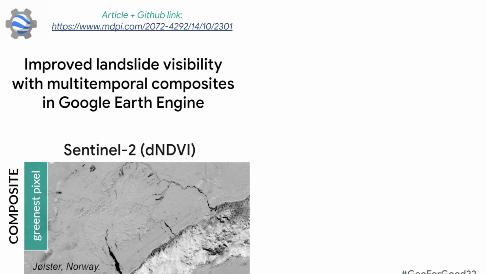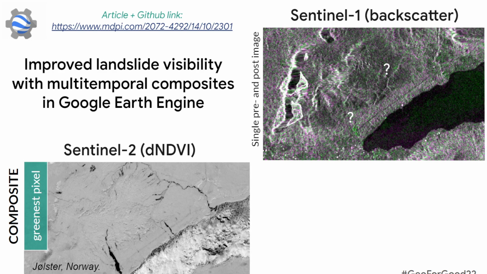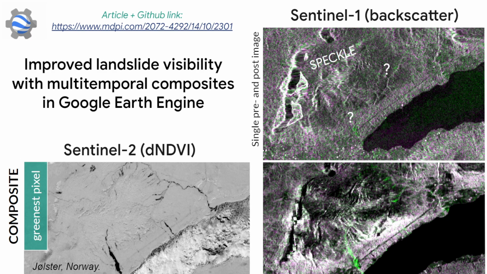So starting here with an optical image, you see several landslides there in black with NDVI, while in SAR, you can see here using just single pre and post event images, you hardly see any landslides because of the speckle noise. However, if you use a composite, this is a median composite, then the landslides are significantly more visible, as you can see there in the bright green.